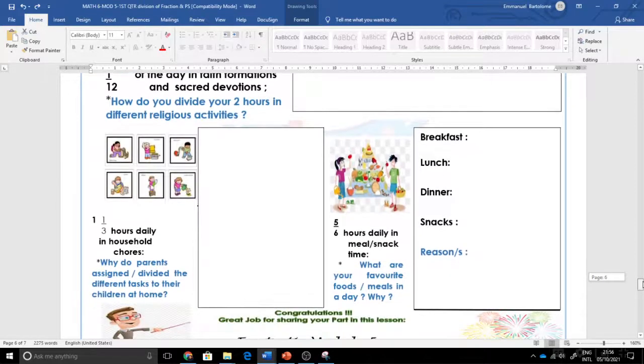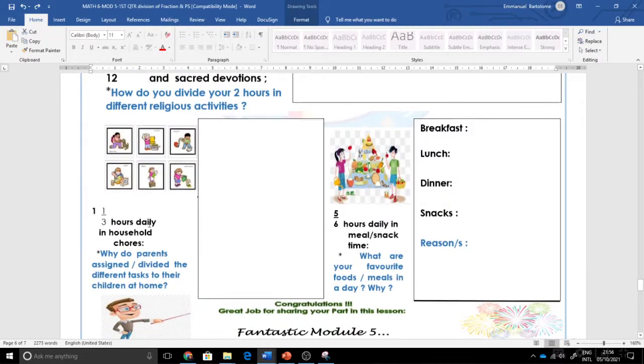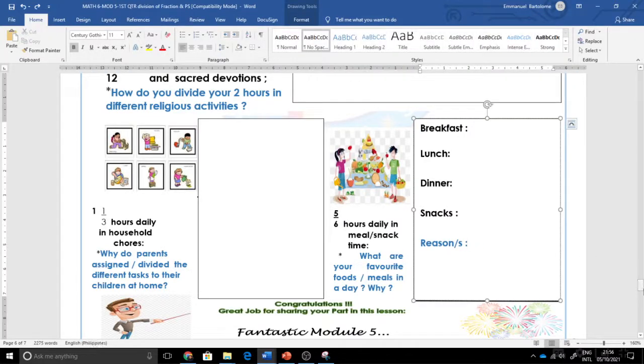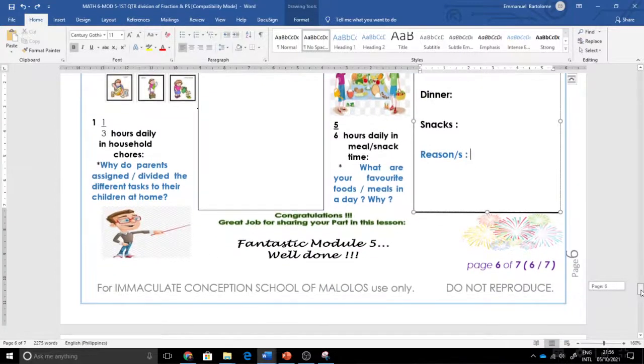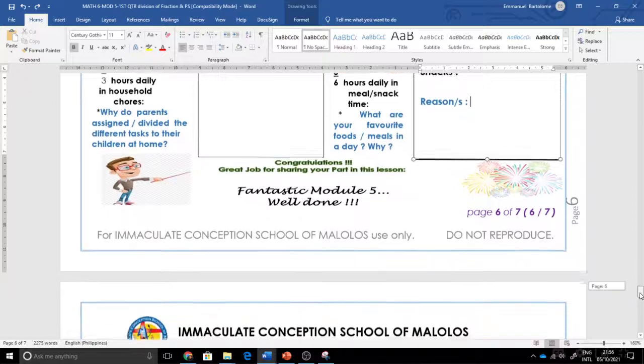So, what is your 1 and 1/3 hours daily during the household chores? And 5-6 hours daily in meal and snack time. What is your breakfast for this day? How about your lunch, dinner, and snack? And why? Why do you choose that food? Okay? What are your favorite food meals in a day? Okay, that's the end of our lesson for Module 5.